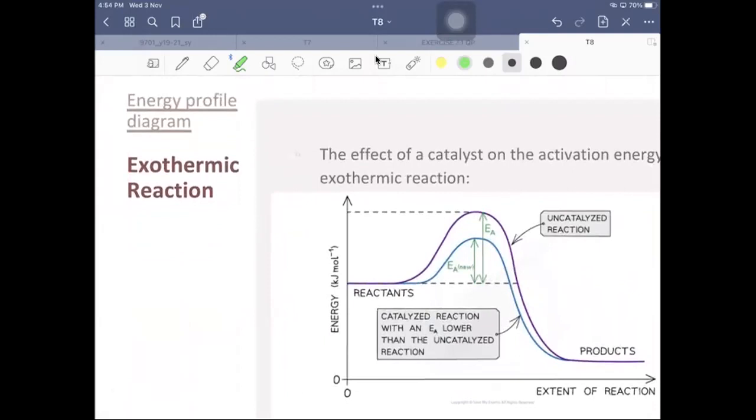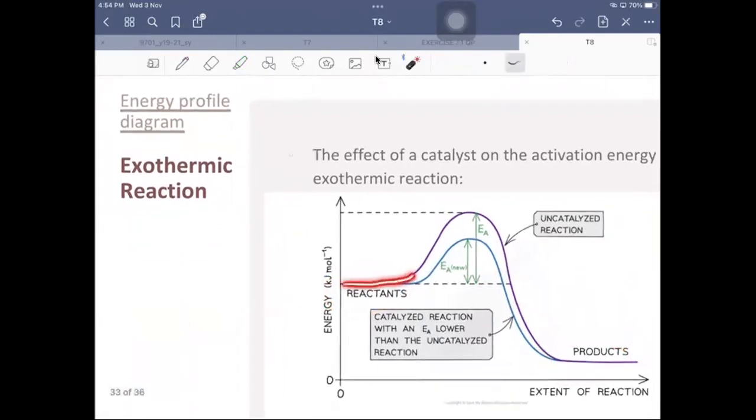Okay, here my purple is uncatalyzed reaction. So this must be an exothermic reaction because the enthalpy or the energy of my reactants is higher than my products. Okay, so what happens? As usual, reactants will need to obtain a minimum amount of energy, which is the peak of my graph. Once I can overcome this activation energy, it converts smoothly into products. That's my uncatalyzed reaction. With a catalyst, if I add catalyst, what happens?